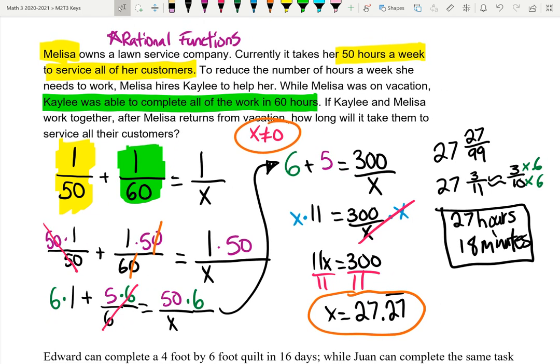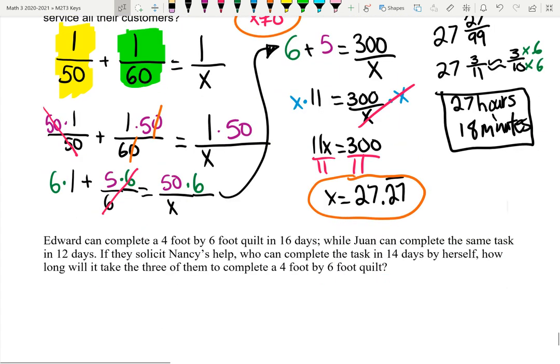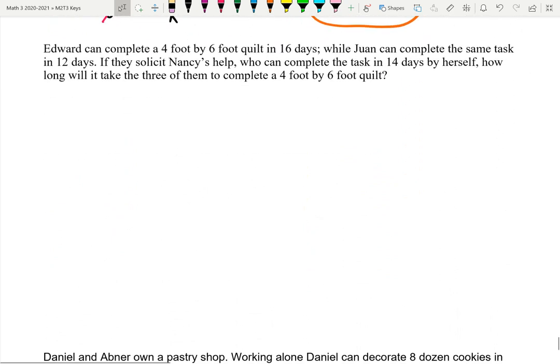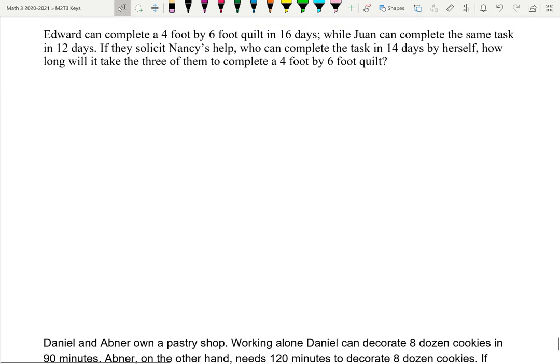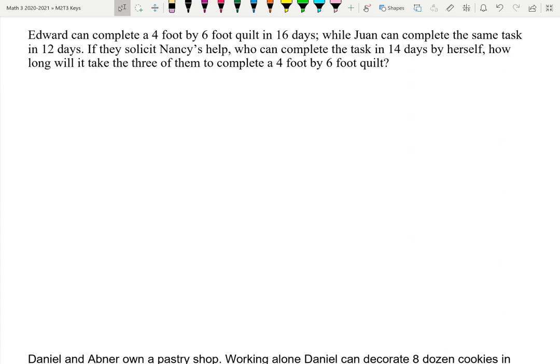All right, take a moment, breathe it in. We're going to go ahead and move on to the next one. Again, pause, take a moment, read the word problem for yourself, and then when you're ready, unpause.